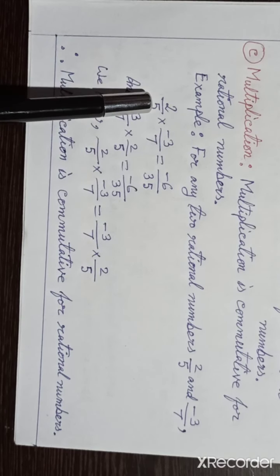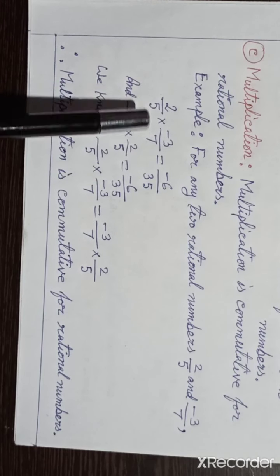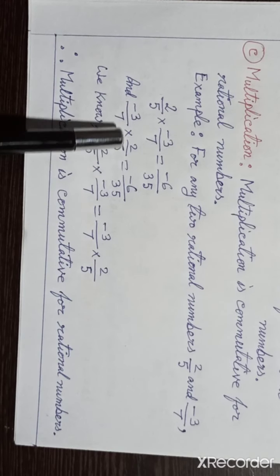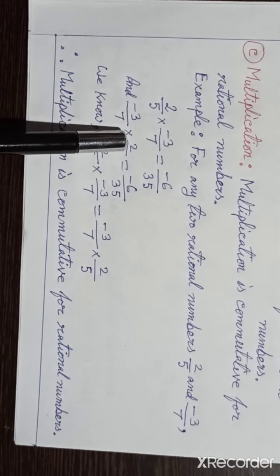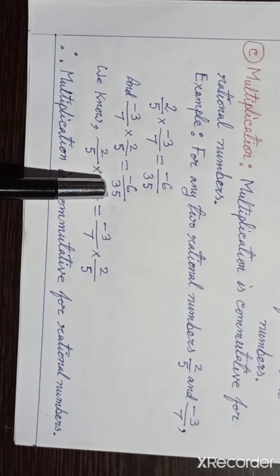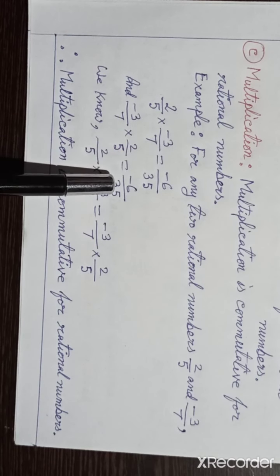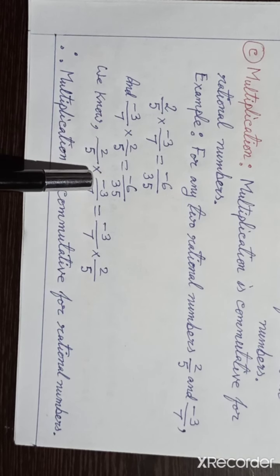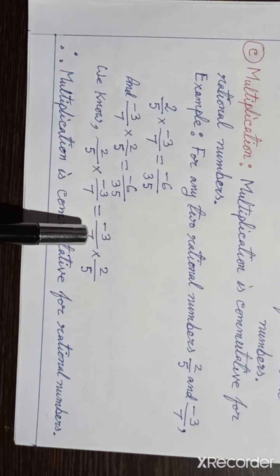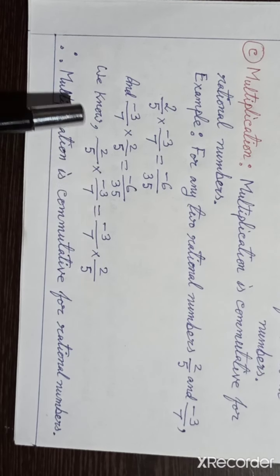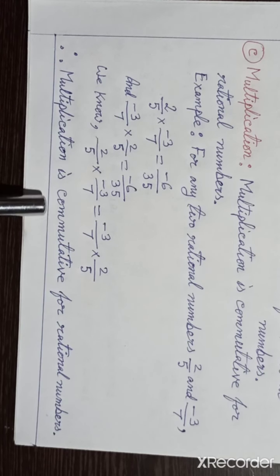And if we change the order of 2 by 5 and minus 3 by 7, minus 3 by 7 comes first, 2 by 5 comes second. If we want to multiply these two, minus 3 into 2 is minus 6, 5 into 7 is 35. Here we see both the answers are equal. So 2 by 5 into minus 3 by 7 is equal to minus 3 by 7 into 2 by 5. Since both these answers are equal, we can say that multiplication is commutative for rational numbers.